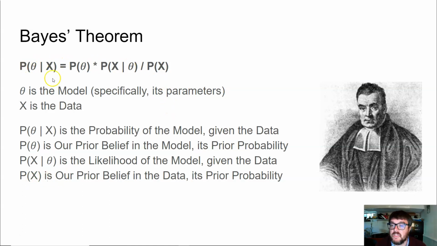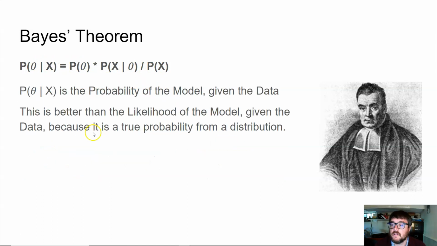And so this theorem here lets us compute the probability of the model given the data. So this is not the likelihood. This is better than the likelihood, because this is a true probability. You can compute these probabilities for every possible kind of data and every possible parameterization, and those will all add up to 1 and be a nice probability distribution. So this is more powerful than the likelihood.